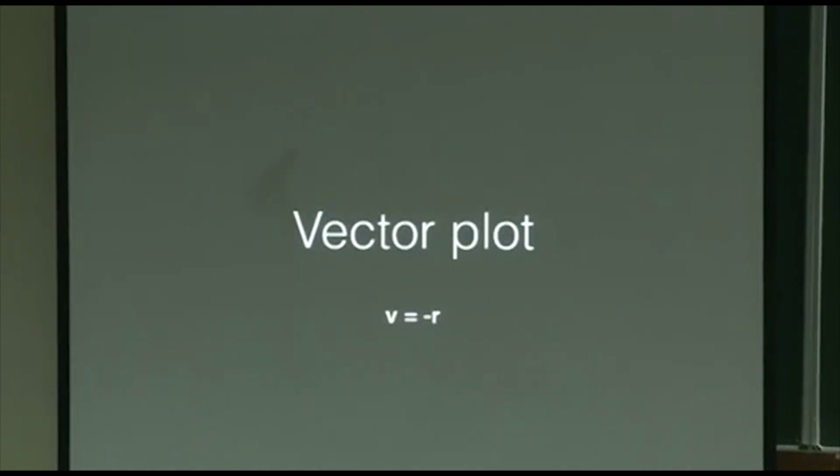Now I want to do a vector plot. So this is minus r. Where does it come from? This is minus r force field, not 1 over r or 1 over r squared. So my force field is minus r vector. Bold means vector. Okay. So what is minus r?